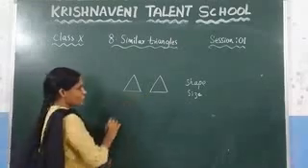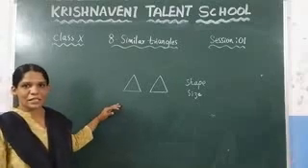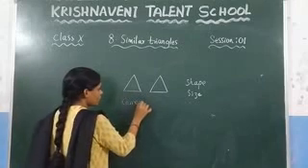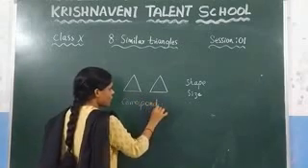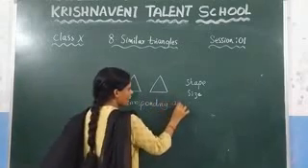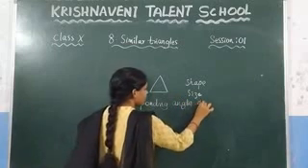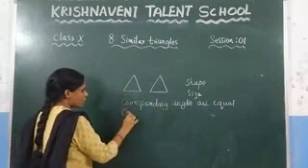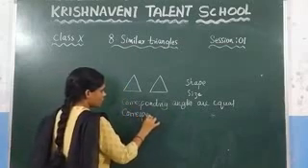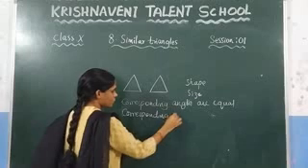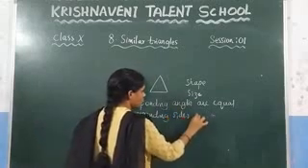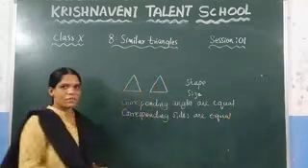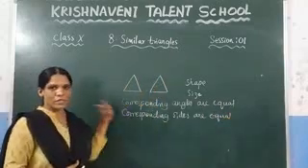And you know the congruency criteria also. What are the conditions for the congruency? The corresponding angles should be equal. This you already learned in your ninth class, right? The corresponding angles are equal, and the corresponding sides are also equal. If these two conditions are satisfied, then we can say that those objects are congruent.